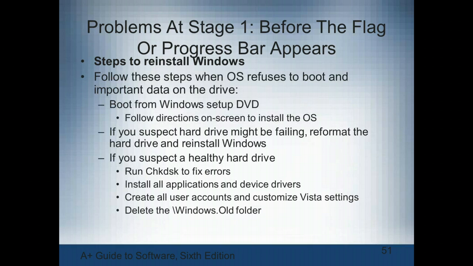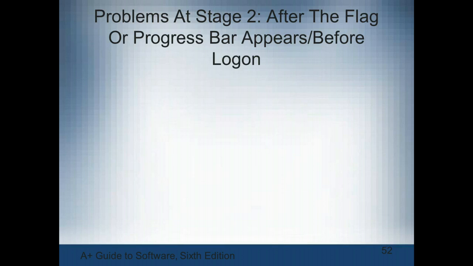To reinstall Windows, you didn't know how to reinstall Windows, right? Boot from it. If you suspect a hard drive might be failing, reformat it. If you suspect a healthy hard drive, run check disk, install the applications, create all the user accounts, and delete the windows.old file. The windows.old file, hopefully as you saw from the migration, keeps all of the files from the previous installation. Once you are convinced you have everything, go ahead and delete it, because it really will take quite a bit of disk space.